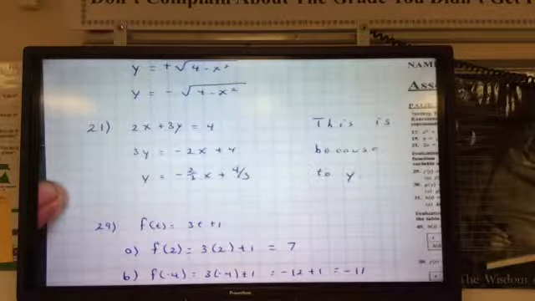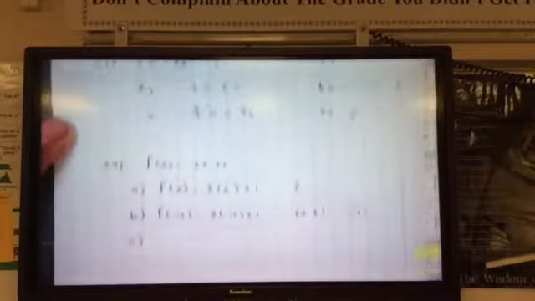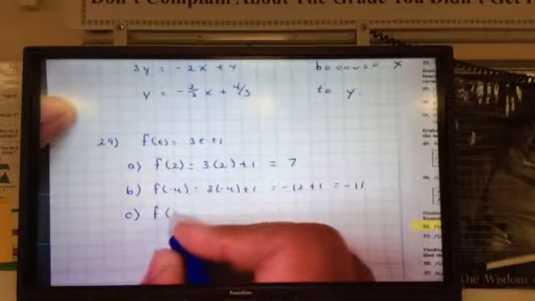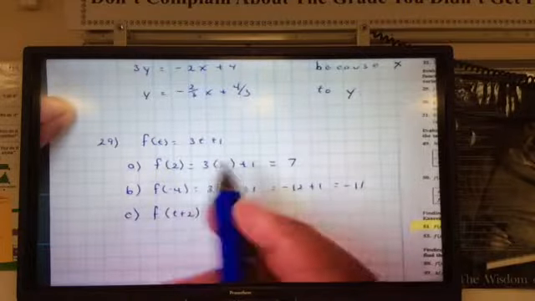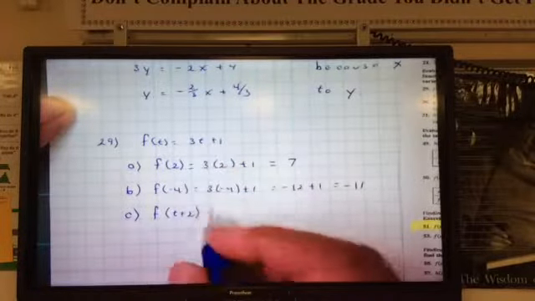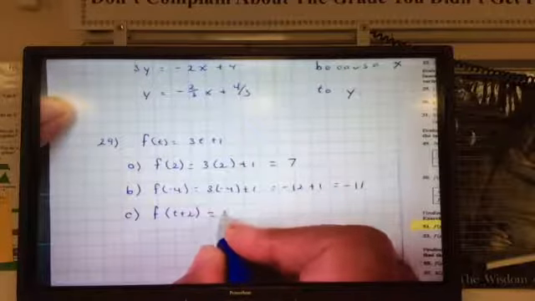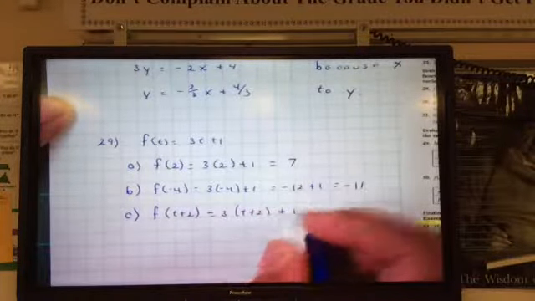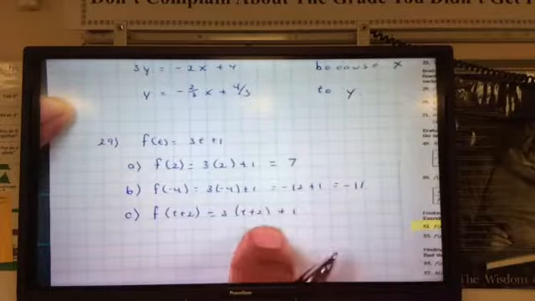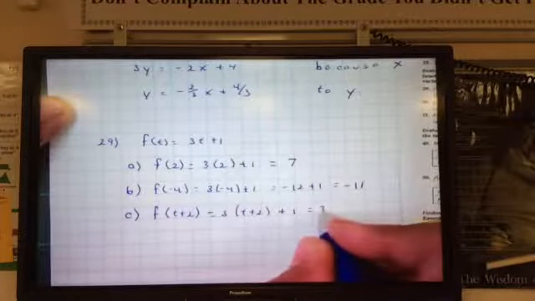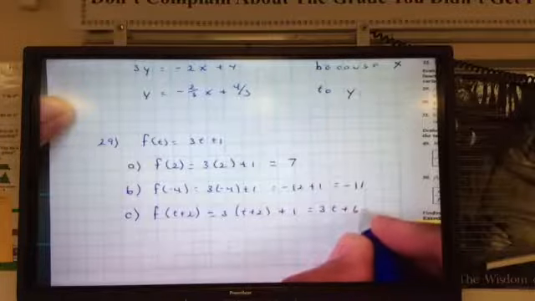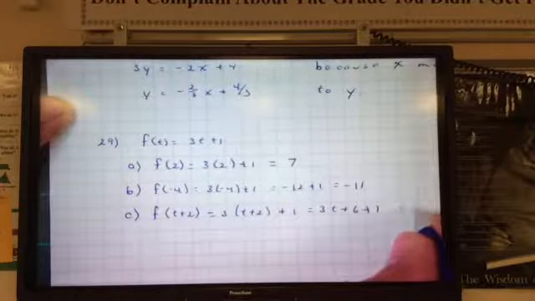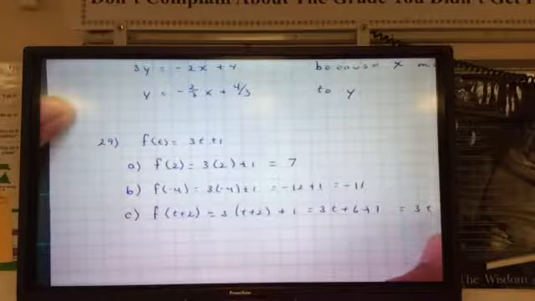Part C is kind of literal. We're looking for f of t plus 2. So we're going to take the t out of the original equation and replace it with t plus 2. So this becomes 3 times t plus 2, plus 1. Now we have to distribute the 3 across the t and the 2, so we get 3t plus 6 plus 1, which gives us 3t plus 7.